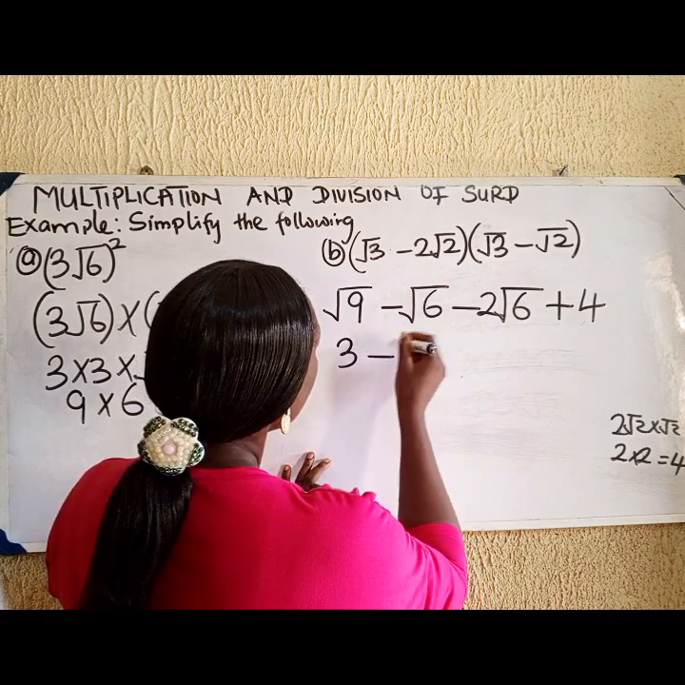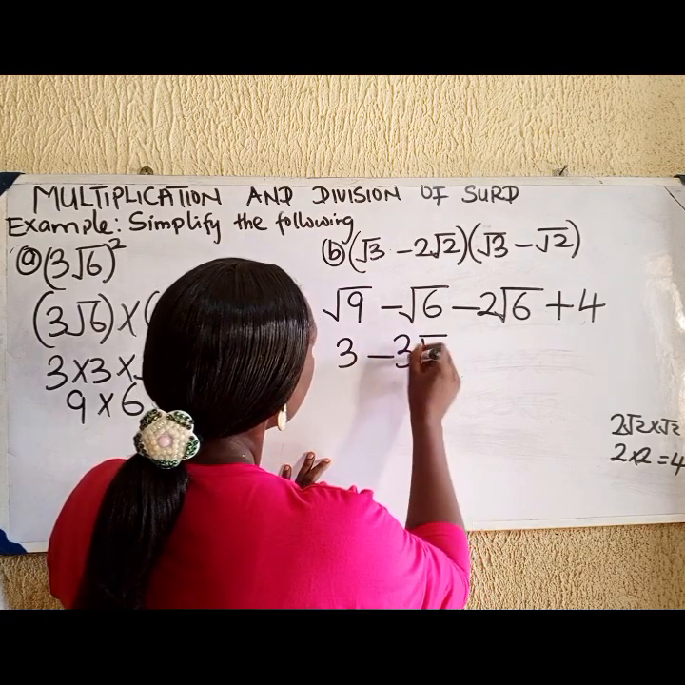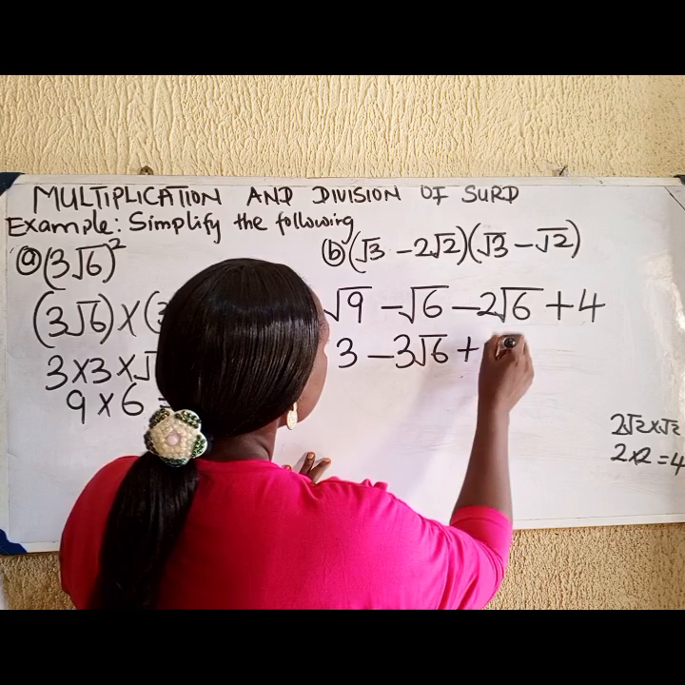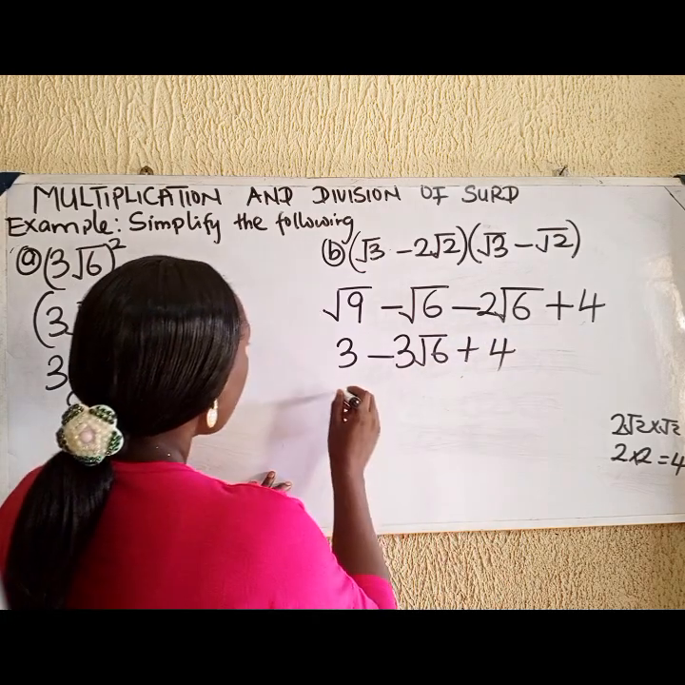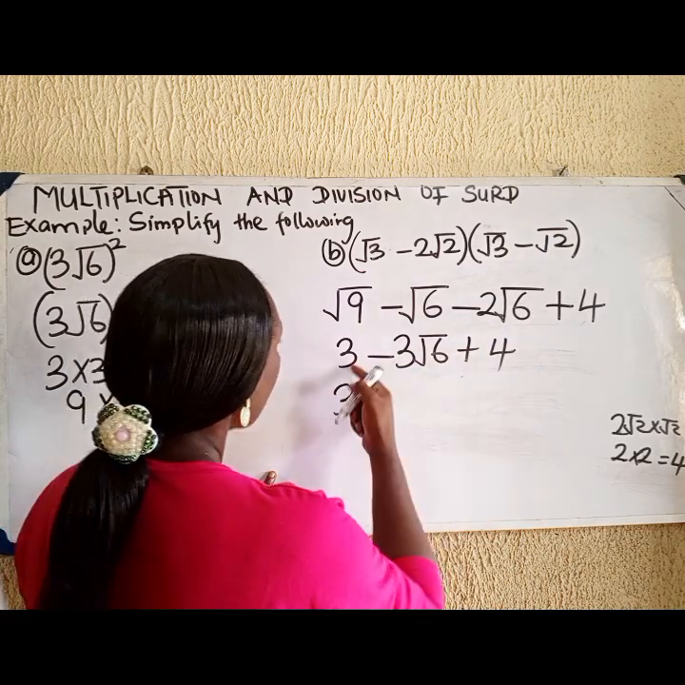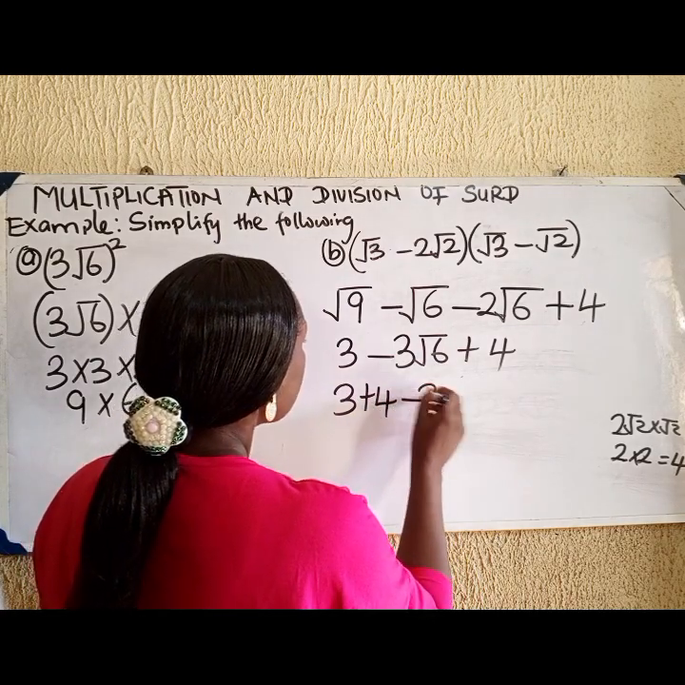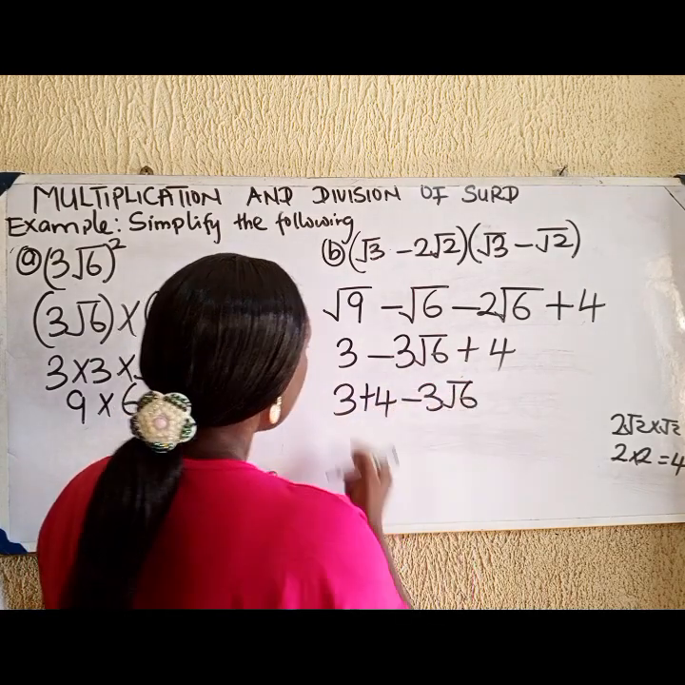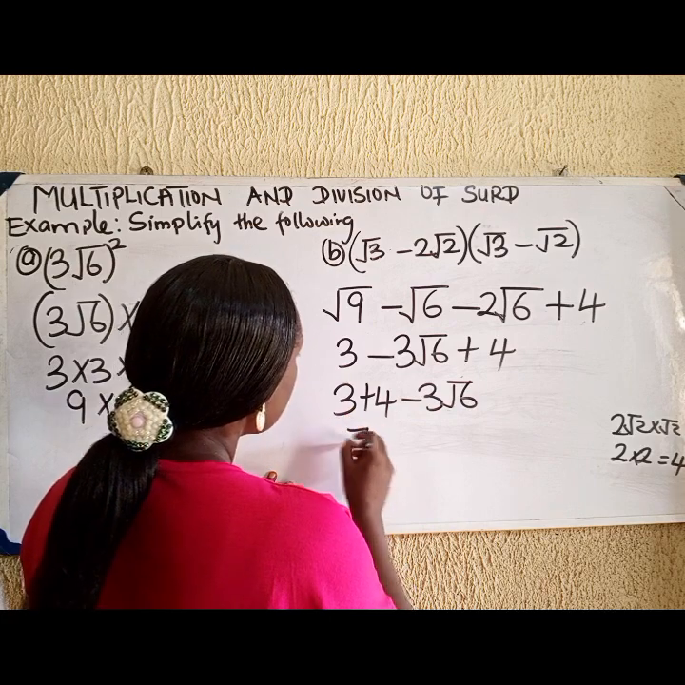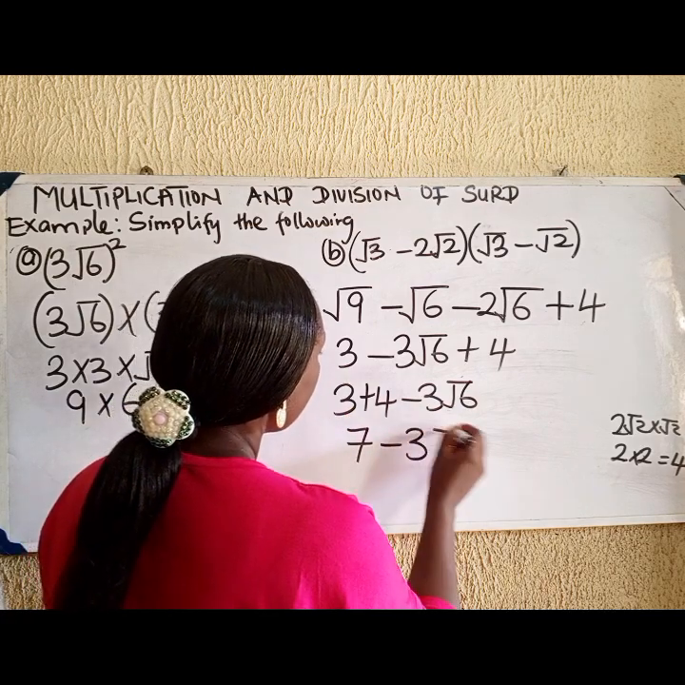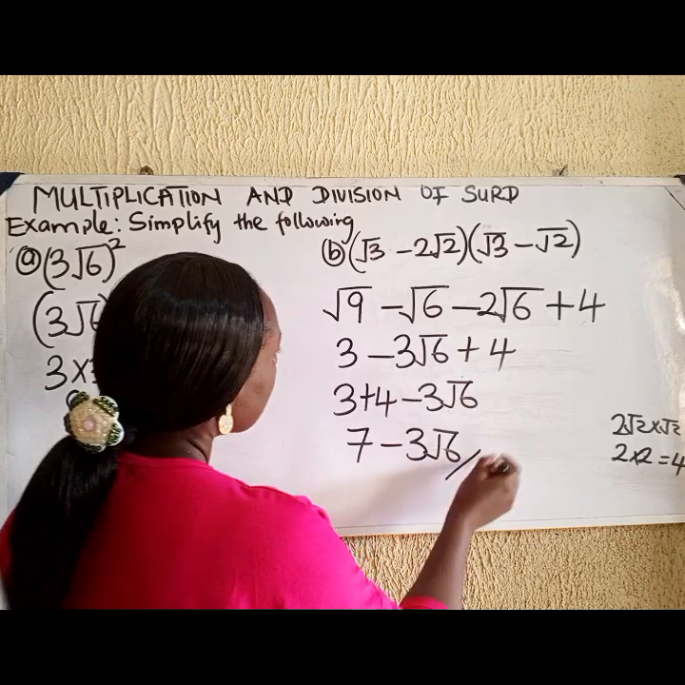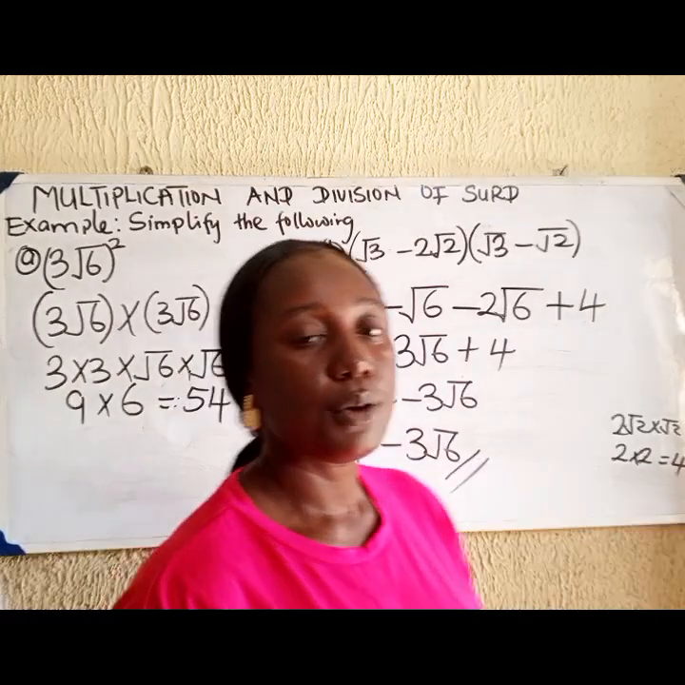So this will give me 3 root 6 plus 4. I'll add the numbers first. So 3 plus 4 minus 3 root 6. And 3 plus 4 will give me 7 minus 3 root 6. That's my final answer. I hope it's clear.